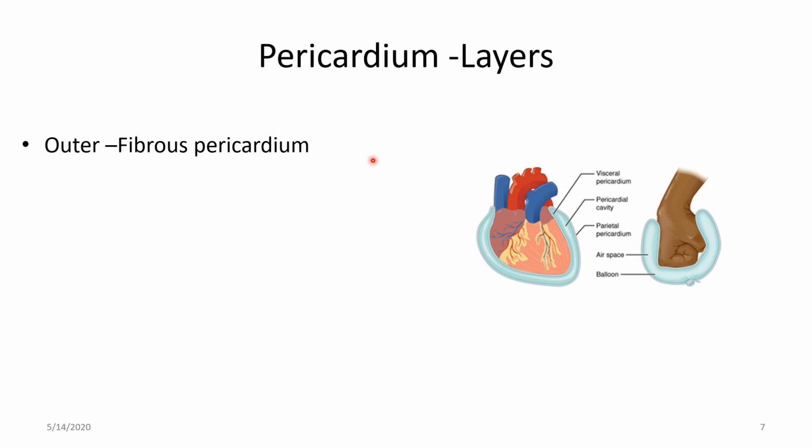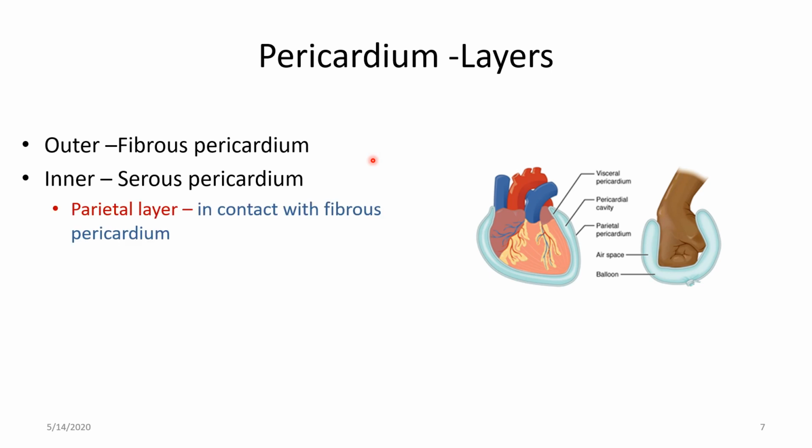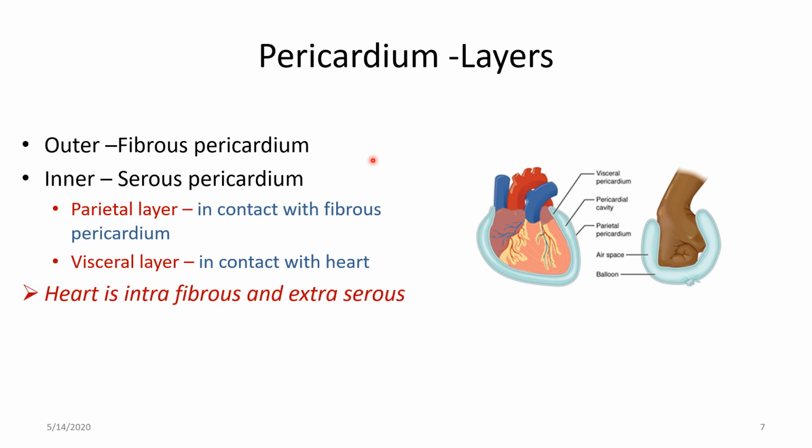So, the layers of pericardium are the outer fibrous pericardium, the inner serous pericardium, which is divided into a parietal layer which is in contact with the fibrous pericardium, and the visceral layer that is in contact with the heart. So, the heart is within the fibrous pericardium and outside the serous pericardium. That's why we say heart is intrafibrous and extraserous.